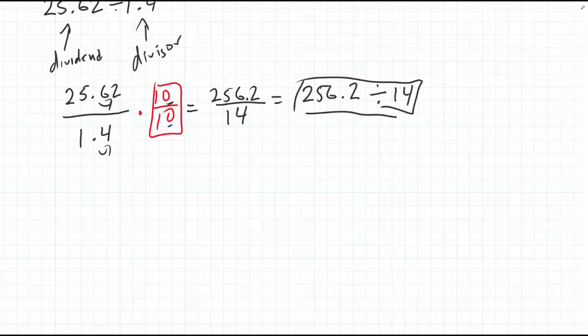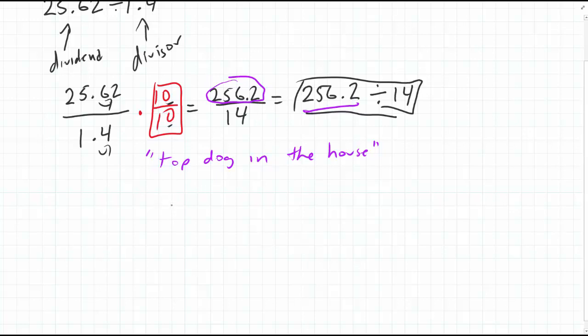Some of you might remember my silly way to remember it. I say top dog in the house. So the numerator, or the first number, would go in the house. Whatever we use to remember it, we know we're going to have 14, and then we have 256 and 2 tenths, and we're dividing it by 14 now. Again, this is after we move the decimal over. So we'll go ahead and do the long division.